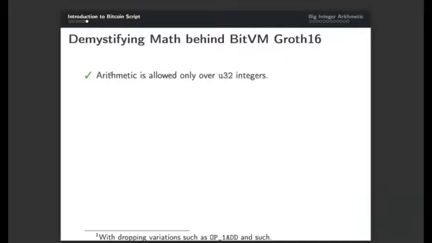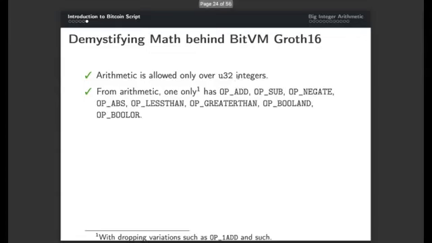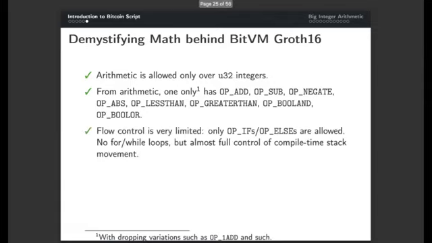So what did we do for that? So let's first consider what are the problems at all with implementing mathematics in BitVM and in particular in Bitcoin script. First, the arithmetic is allowed only over U32 integers. So you're not allowed to natively, say, publish some 256-bit integers. You're only restricted to U32. From arithmetic, you can only use very basic operations. This might be addition, subtractions, negation, absolute values, some comparison opcodes, but that's it. So you cannot even multiply two U32 integers. You're very limited in this sense.